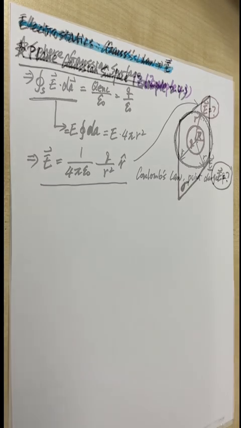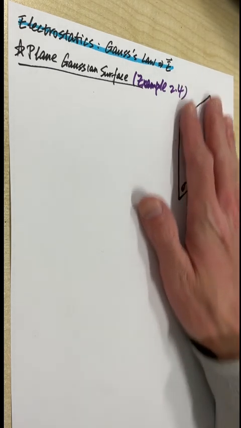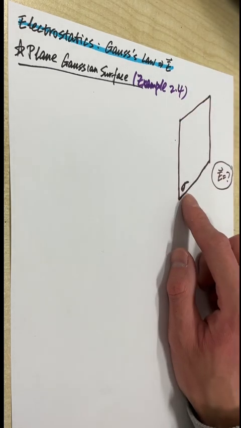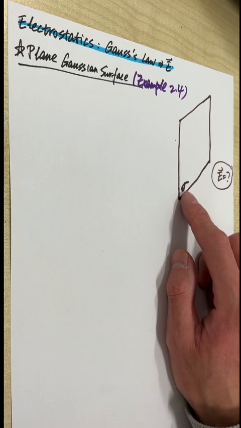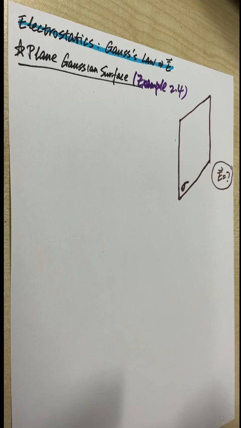Okay, the second example is a plane charge. This is example 2.4 of the textbook. So suppose we have an infinite plane, and the surface charge density is rho. So what is the electric field?